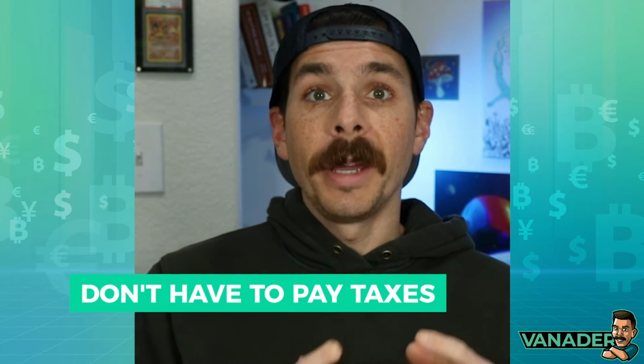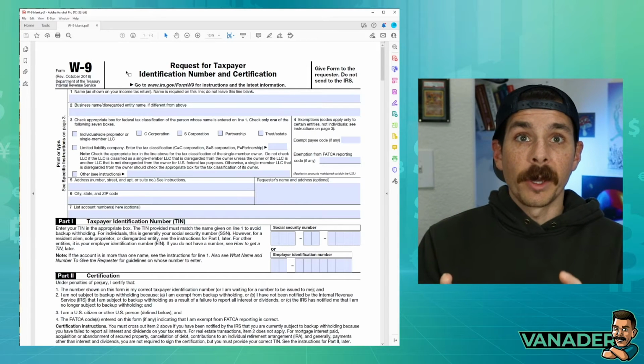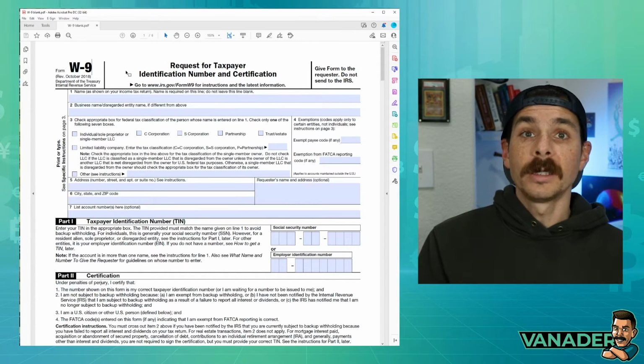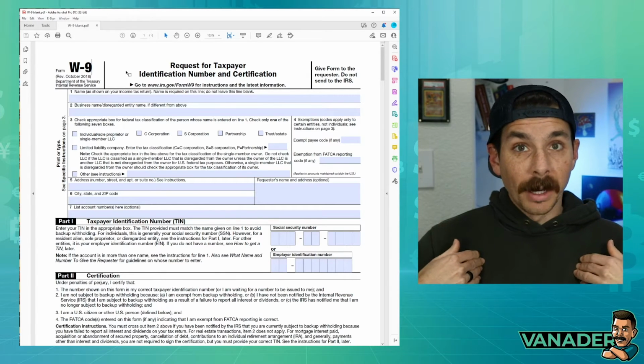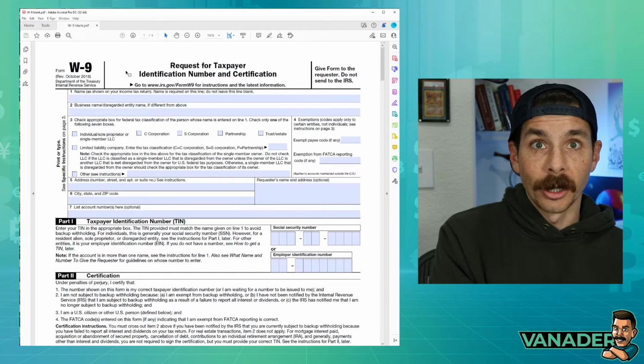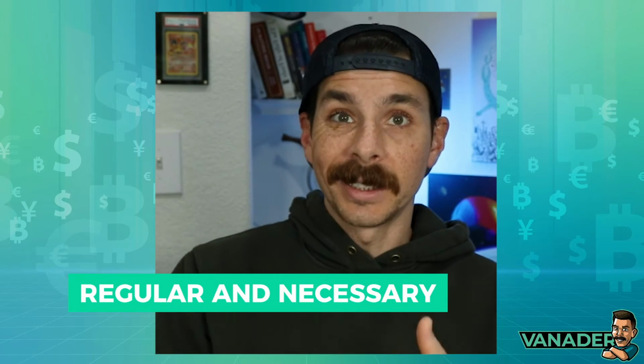When you pay that worker $1,000, you want to make sure that you don't have to pay taxes on that $1,000 like you earned it. So what we do is we collect a W-9 form. We have the contractor fill it out so we can tell the IRS that, hey, we didn't earn this $1,000. We didn't keep it. We paid it to a contractor to run and operate our business. It was regular and necessary. Paying this contractor was a requirement for us to do business. So we shouldn't have to pay taxes on the money that we paid this contractor.